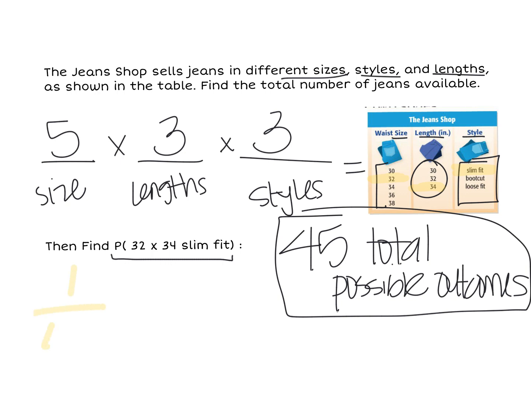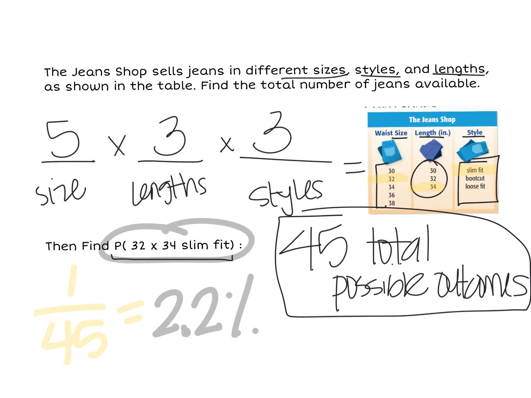So it would be 1/45. And then let's make that a percent. 1 divided by 45, 0.02222. So then we would round it to 2.2%. So the probability of getting this exact pair of jeans is 2.2%.